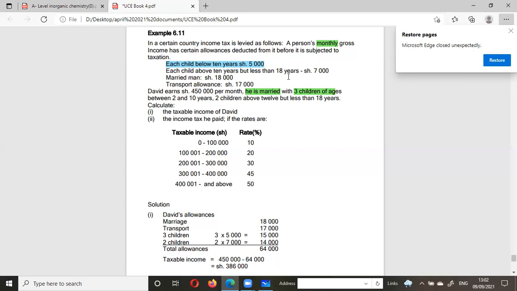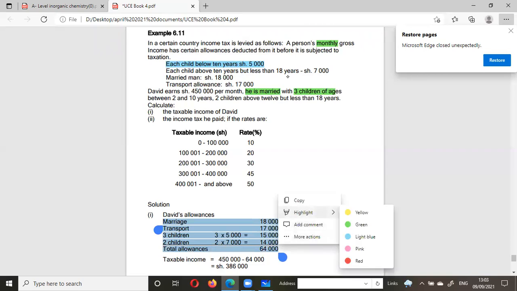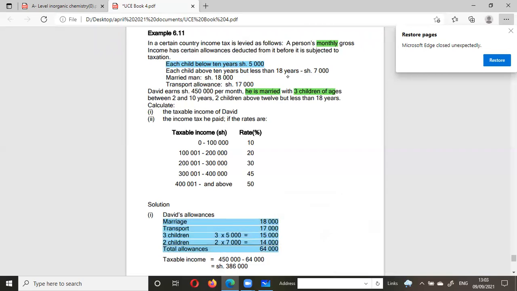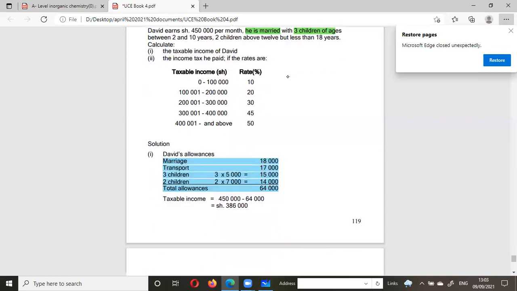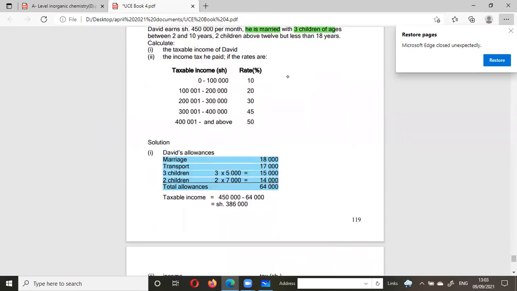Very good. So now we have seen all the allowances David has: marriage, transport, and children. Then we add the total allowances, giving us 64,000. But remember, we are doing per month. If it was per year, we would multiply by 12.